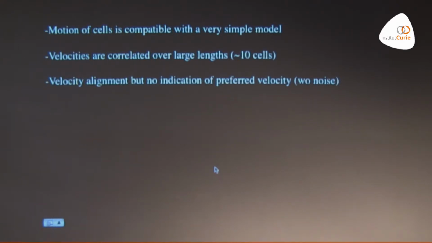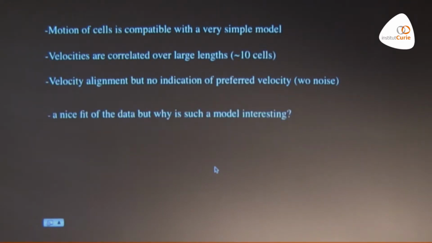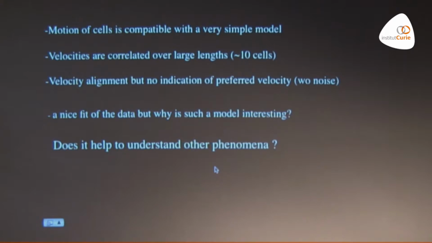Here you get a preferred velocity because you have a strength of the noise. Okay, so it's a nice fit to the data, but why is it interesting? A model like this is interesting only if it helps to understand something else. Otherwise, it's just a fit to the data.